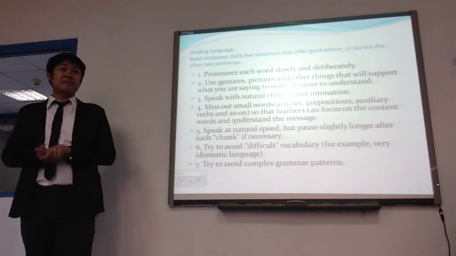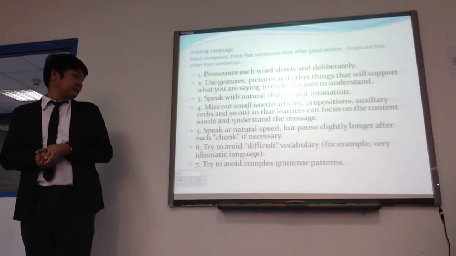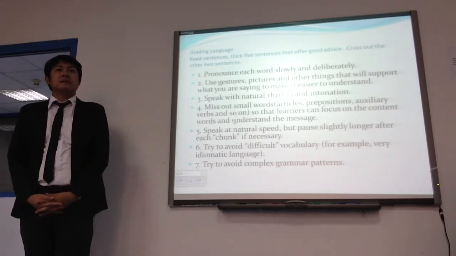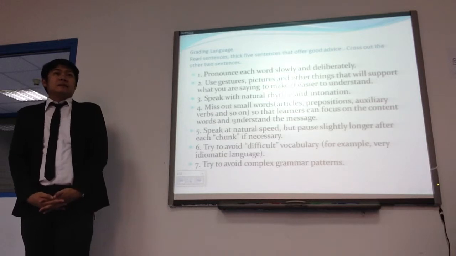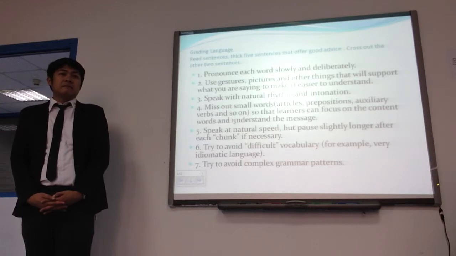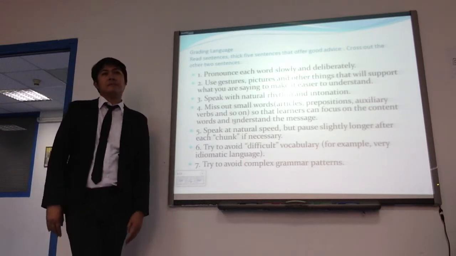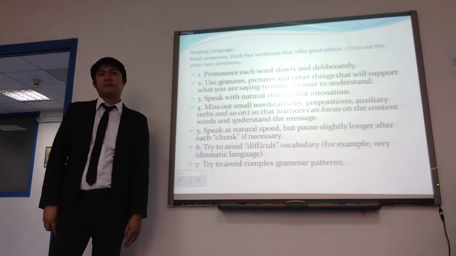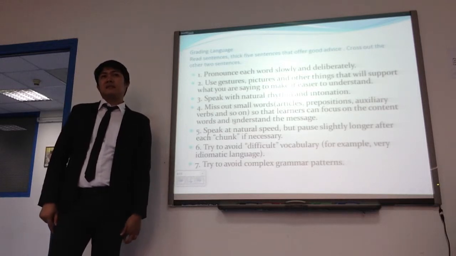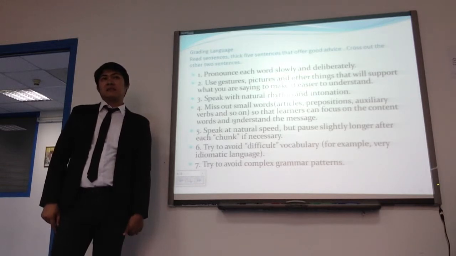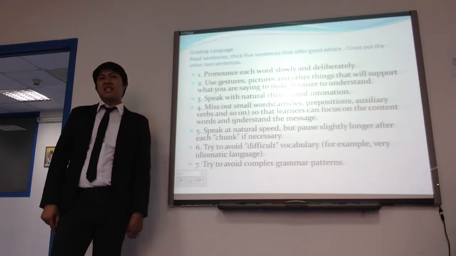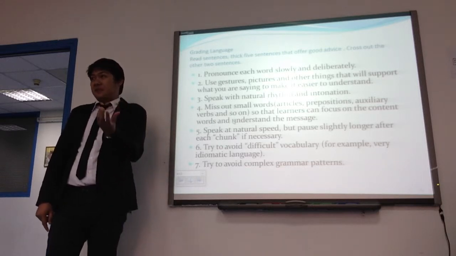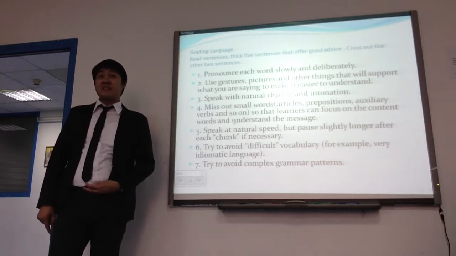Another? Try to avoid complex grammar patterns. What is this? For example, your topic is the simple past. Do not give an example of present perfect, because present perfect talks about past to present, but when you say simple past, it is only for the past. We have to stick to our discussion. Meaning to say, do not give them a confusing situation, confusing examples. Is that so?